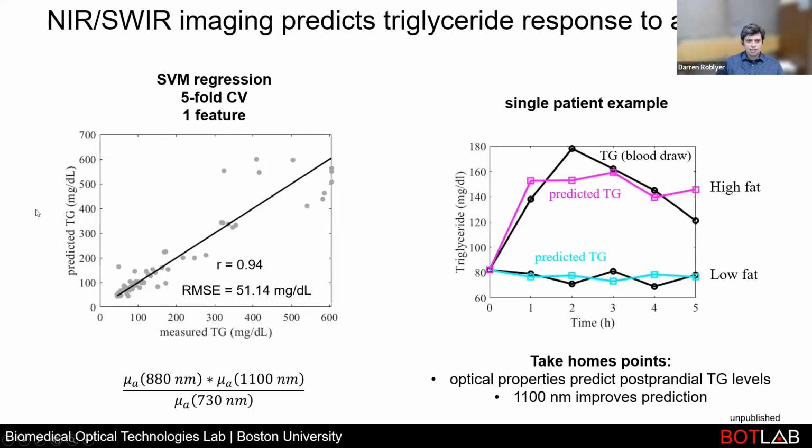We trained a SVM regression model using 5-fold cross-validation, using just this single optical feature, and using 1 point of calibration for each subject.